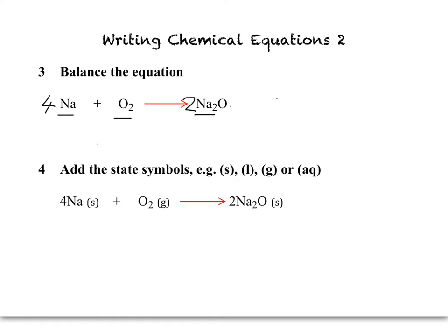Rule 4. Add the state symbols: solid, liquid, gas, or aqueous. Na is a solid at room temperature. All metals are solid at room temperature except mercury. Oxygen gas is of course a gas. Na2O is a solid. Na2O is an ionic substance. Easy to tell as it contains a metal and a non-metal. All ionic substances are solids at room temperature. The equation is now a fully balanced chemical equation as found in all chemistry textbooks.